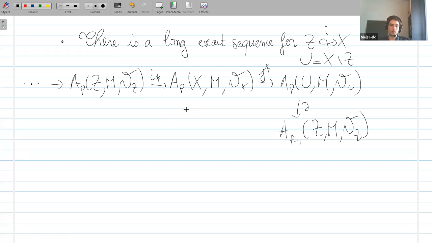for Chow-Witt groups. So I forgot to say, but if I consider M to be the Milnor-Witt K-theory, then we recover the Rost-Witt complex defined by Morel and Rost and Schmidt. And if I consider the homology, then we have the Chow-Witt groups.